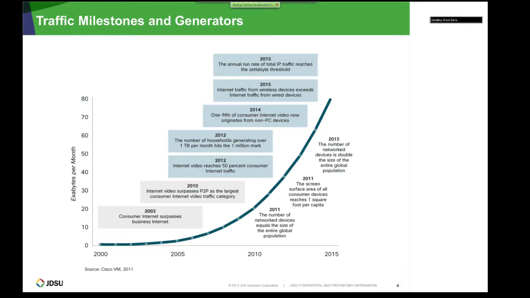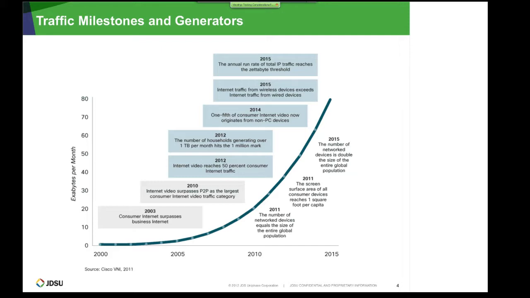Two years ago, or three years ago, in 2010, internet video surpassed peer-to-peer as the largest consumer internet video traffic category. Also, last year, internet video reached 50% of consumer internet traffic. It's amazing that of the internet traffic, 50% is occupied already with video. Also, last year, the number of households generating over 1 terabyte per month hit the 1 million mark. This is also a significant increase of data.